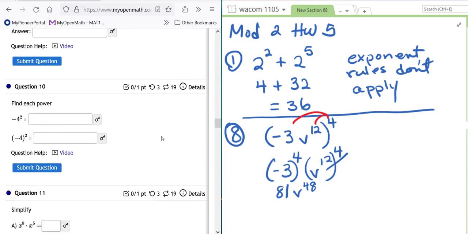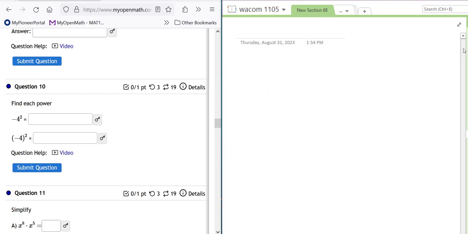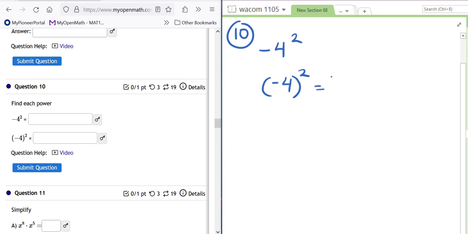10 is a big deal. And it's just whether or not a negative gets to go to a power. So knowing the difference between these two expressions. And the second one is easier. If you're in parentheses, whatever is in here is what goes. So this means -4 times -4, which gives you a positive 16.